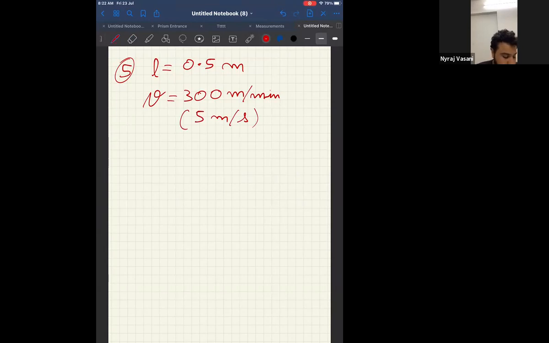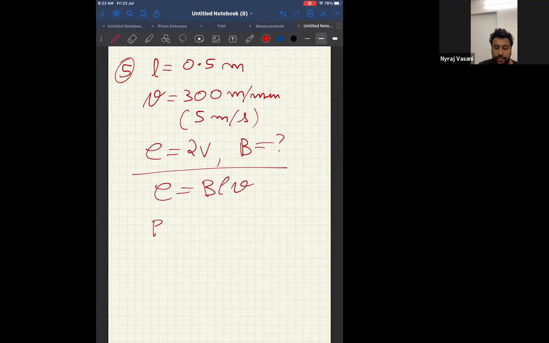Okay. And if the EMF induced in the wire is 2 volt, what is the magnitude of the field? That means I have to find the magnitude of the field. Theta is perpendicular, so I don't need to take sine theta. Therefore, I know the formula E is equal to BLV. Therefore, B will be equal to E by LV. Correct? I just need V.